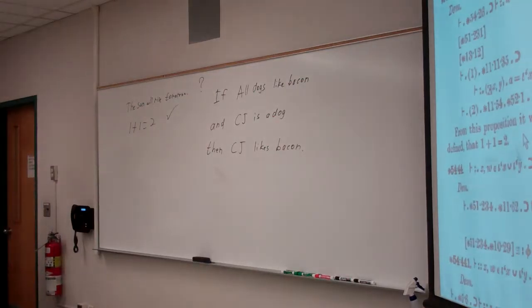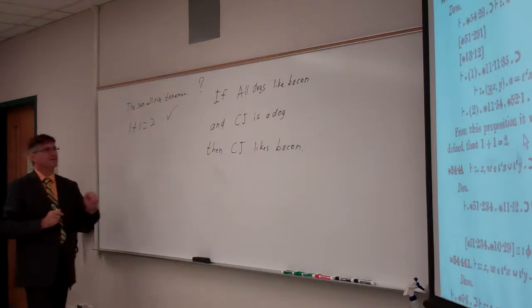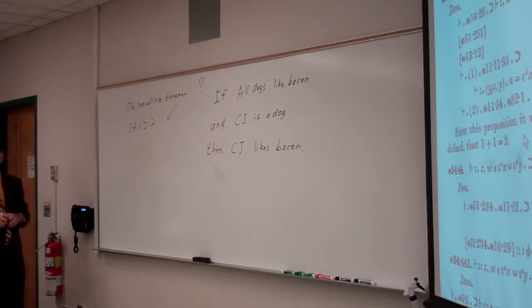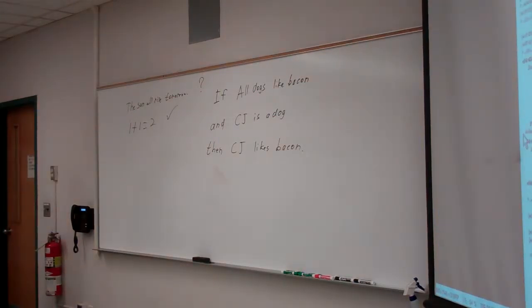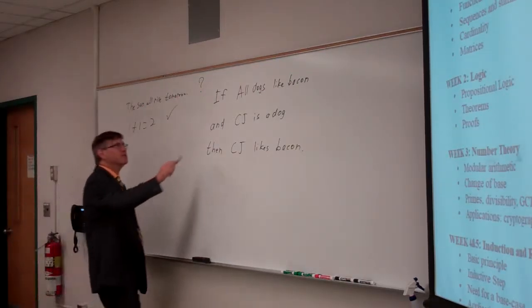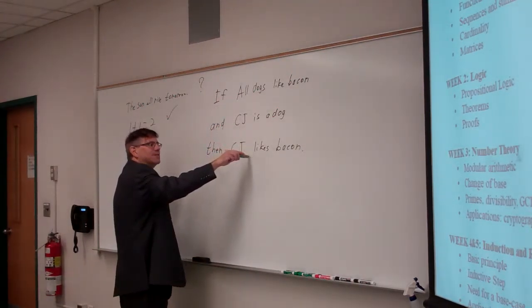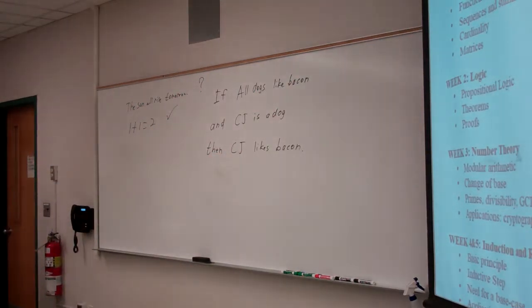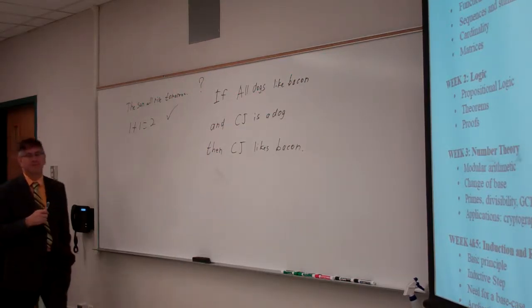If all dogs like bacon and CJ is a dog, then CJ likes bacon. This we will be able to prove. That's what we'll do with propositional calculus. We won't know whether these individual things are true, but we'll know that if this and this are both true, then this has to be true. That's the kind of proof that we're going to deal with. But that will lead us into a lot of other proofs.